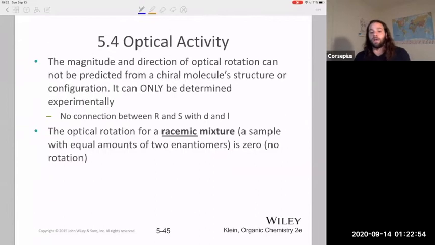Okay. Now this is another vocabulary word, which is a racemic mixture. When you have a racemic mixture, that is a sample that has equal amounts of your two enantiomers. So if I had a 50-50 mixture of R and S, those would be optically inactive. They would not rotate plane polarized light. To the extent that you have one isomer rotating light in one direction, you have another isomer that's counteracting it, rotating it in another direction. So the net effect will be zero rotation. But that is what a racemic mixture means. It means a 50-50 mixture.